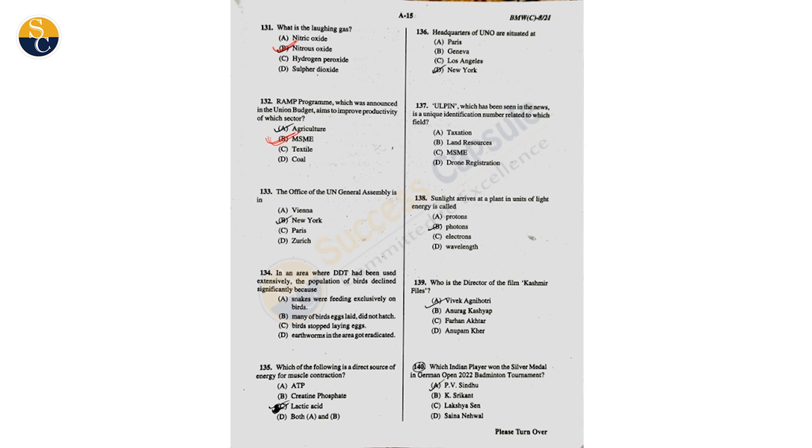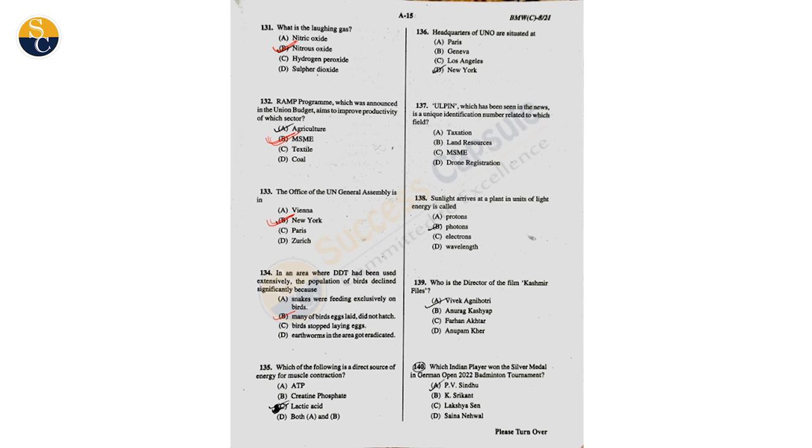Next, the office of the UN General Assembly is in New York. B is the correct answer. Next, in an area where DDT had been used extensively, the population of birds declined significantly because many birds laid eggs but they didn't hatch because the eggshells were very thin. So, B is the correct answer.